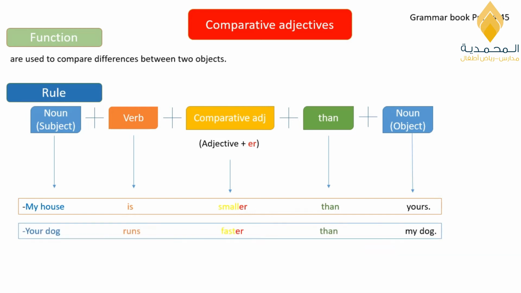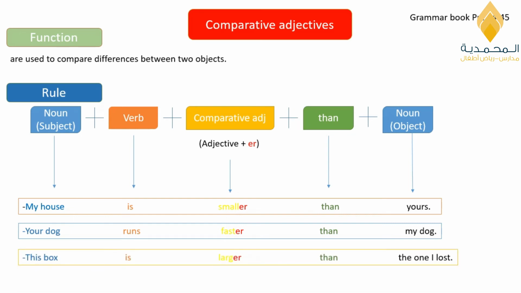Let's see another example. Your dog runs faster than my dog. Your dog runs faster than my dog. We put the subject, your dog, verb, runs, comparative adjective, we have the adjective fast and we add er, so it becomes faster. We put than, and then we put the object, which is my dog.